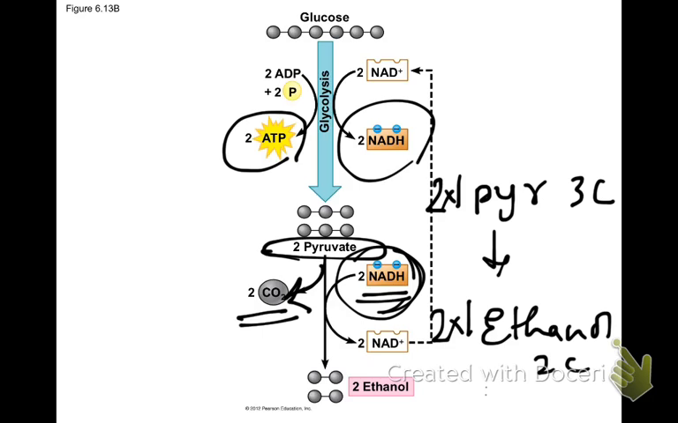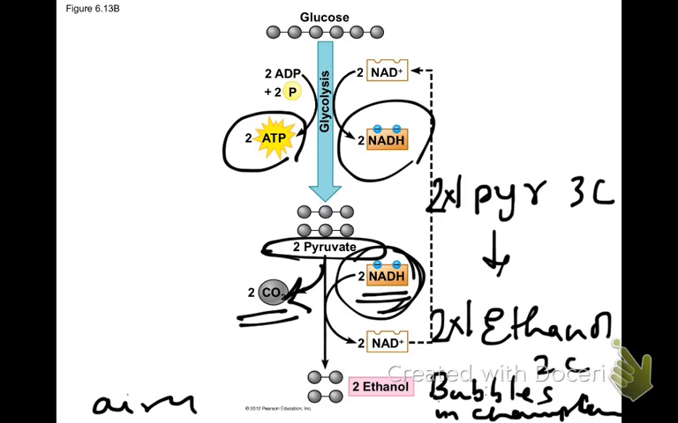Okay, and this carbon dioxide that is released is responsible for the bubbles in champagne, or the softness that you see in bread. It's like airy bread. It's got fermented well, and you can see that. Okay.